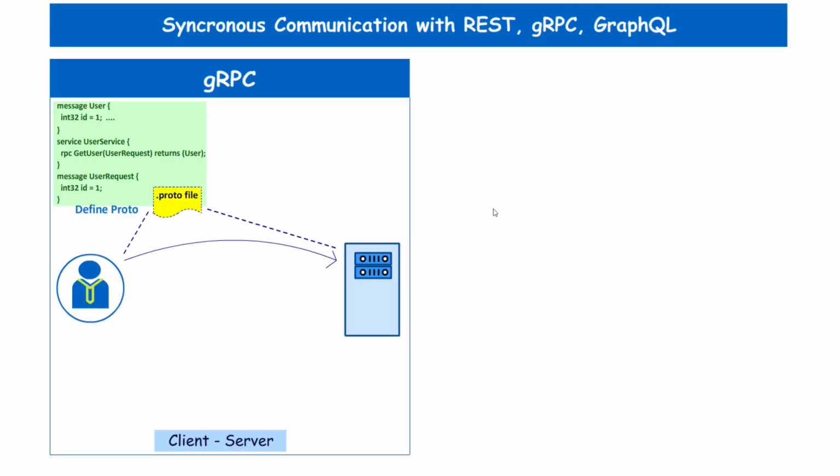Here you can see that the message is the user containing user ID or any name along with their data types, and the service contains the service name, and in the service we would have the RPC methods. The method is GetUser, which is getting the request and returns the user object, and the user request is a type called message and it contains the property of ID. This way we can define a proto file which would be shared between client and server so that both understand what would be the input and what would be the output.